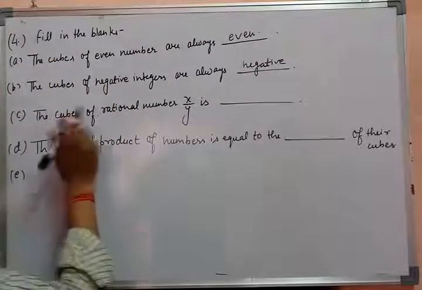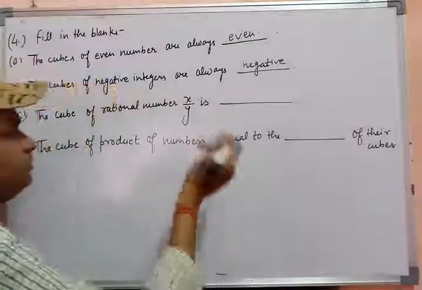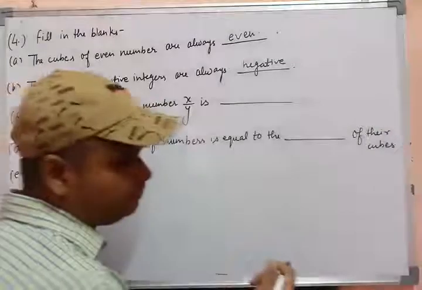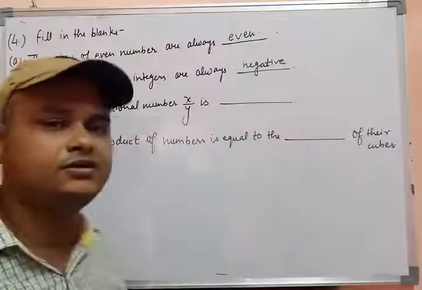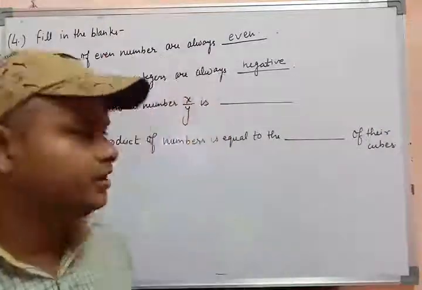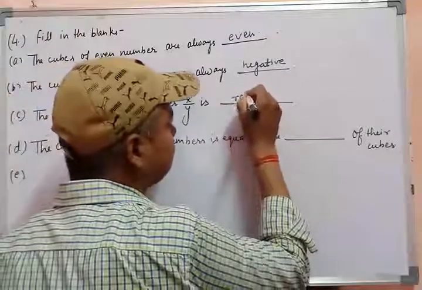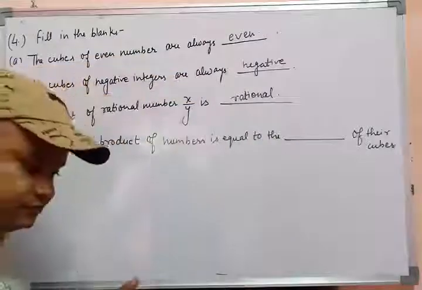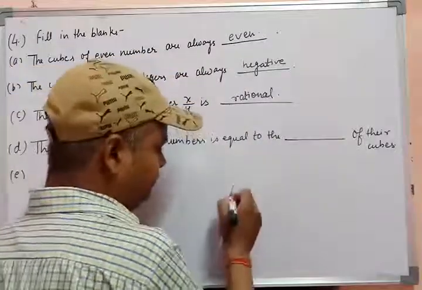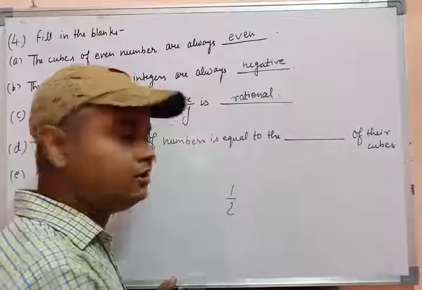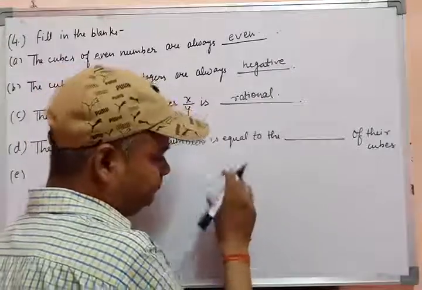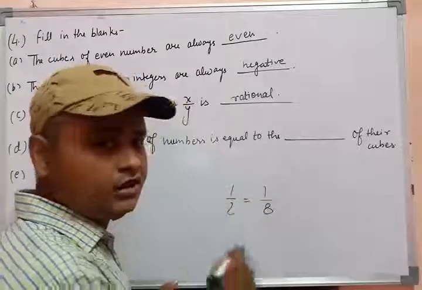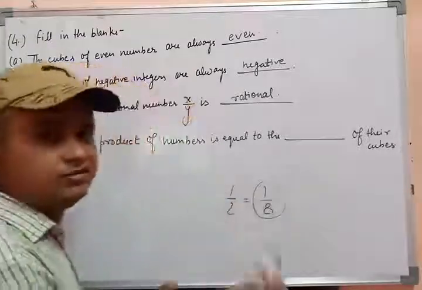Now the cube of a rational number x upon y is a rational number. So if you want to find the cube of any rational number, then we will get again a rational number. So we can write here rational, because we know that 1 upon 2 is a rational number, and if we find the cube of this number, then we will get 1 upon 8, and 1 upon 8 is also a rational number.